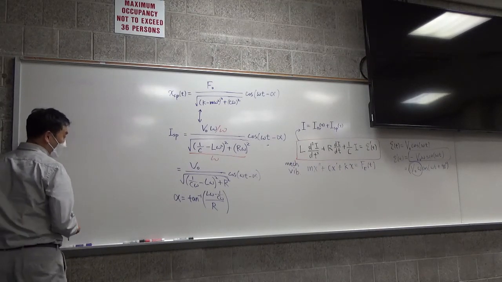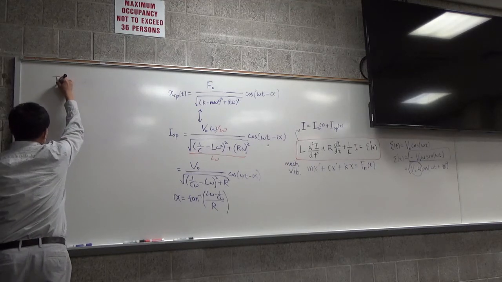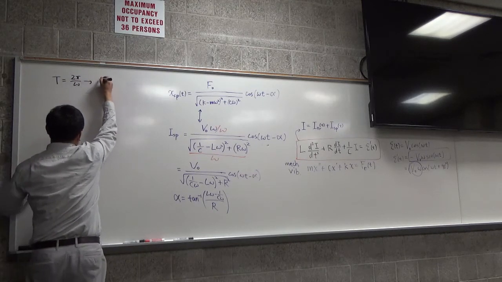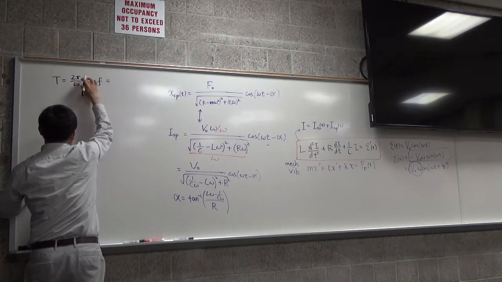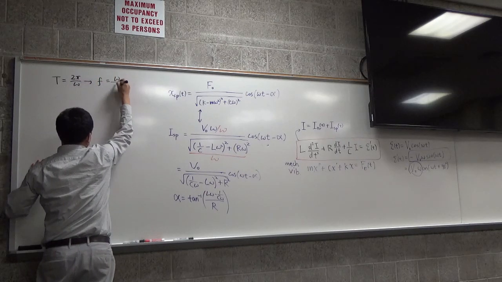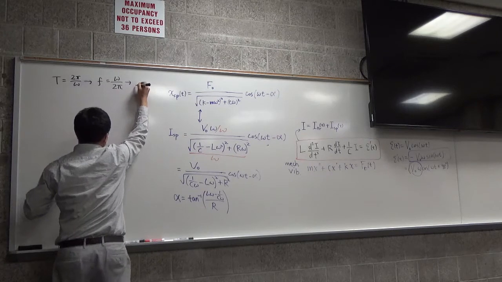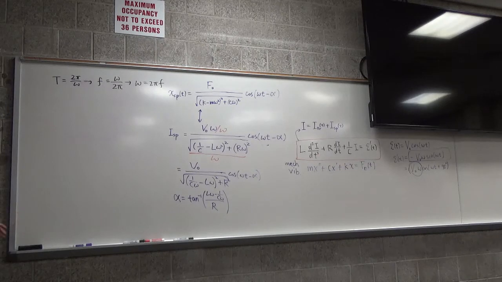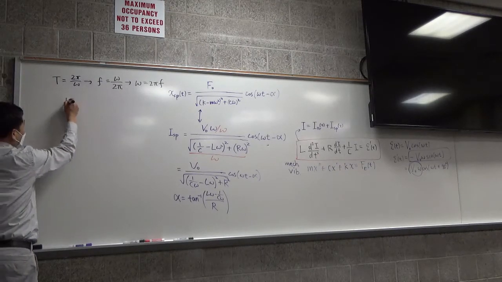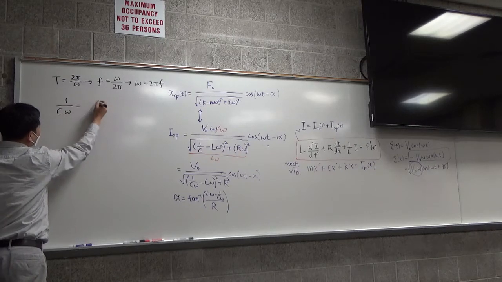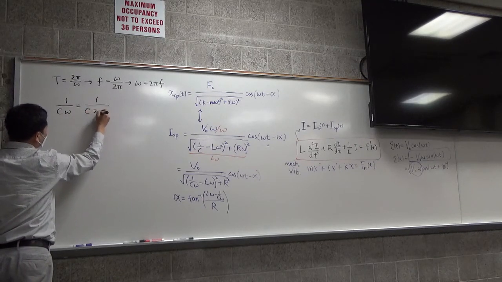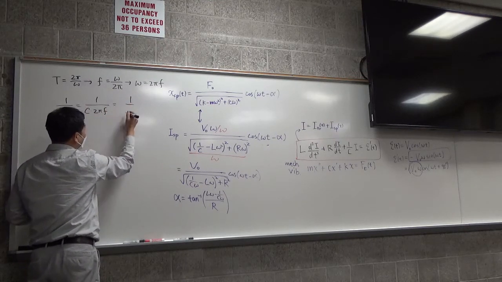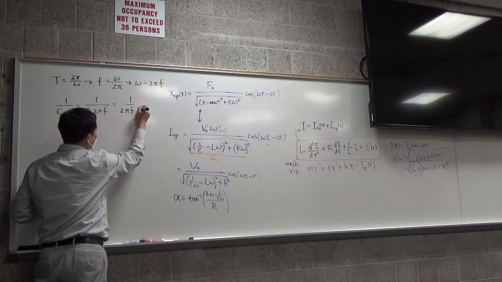Well, here's something that you know: the period is 2 pi over omega, so the frequency is 1 over T, which means you flip this, so it's omega over 2 pi, which means that omega is equal to 2 pi f. Now, if you use that and rewrite 1 over C omega as 1 over C times 2 pi f, or in a way that you're more familiar with, you put the C at the end, you write 1 over 2 pi f C.